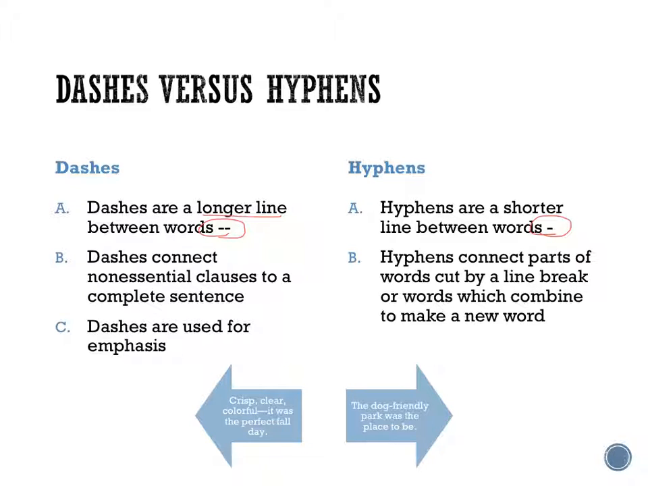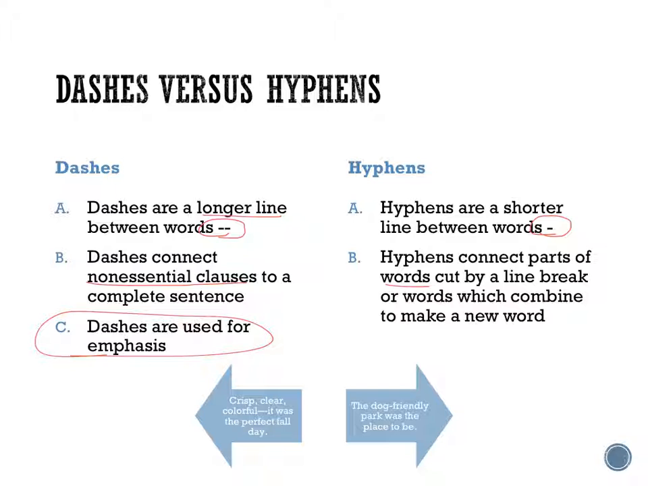As far as meaning goes and how you might actually use the dash in your own writing, dashes are meant to connect non-essential clauses to a complete sentence, much as we talked about in L2a. Hyphens, on the other hand, connect parts of words cut by a line break or words which combine to make a new word. And here's the key for dashes. Dashes are used for emphasis. If you are not trying to draw attention to something, do not use a dash, because it's basically like shouting at your reader, hey, pay attention to this small piece of the sentence. Dashes are for emphasis.